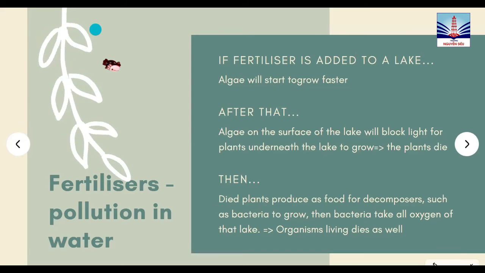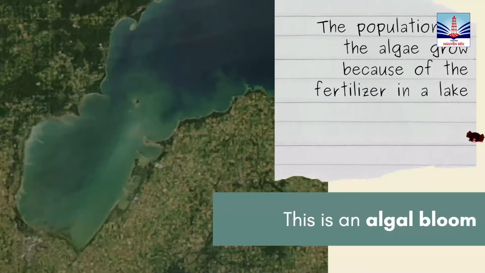Okay, so we'll keep moving on with the lesson. This is an algal bloom. As the definition of it, the population of the algae grows because of fertilizer in the lake, or pollution. This is called an algal bloom. As you can see in the image, the lake is now covered in a very green and muddy color, and this is because of the algae growing too much on the surface of the lake.